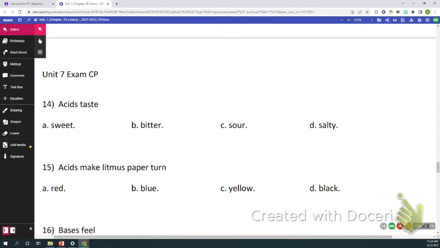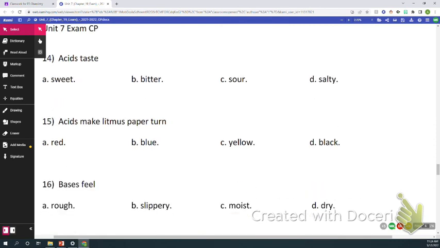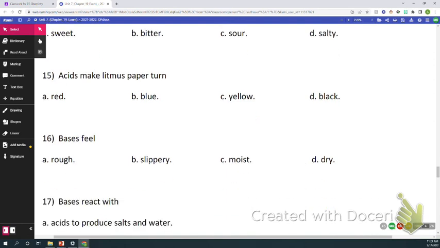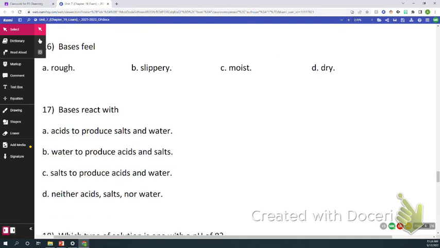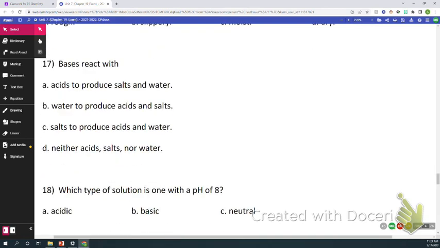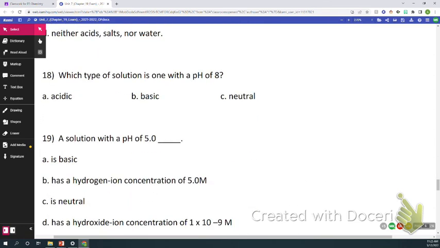Okay, acids taste sour, acids make litmus paper turn red, bases feel slippery, right? Bases react with acids to produce salt and water because they neutralize each other. And when they neutralize, you make salt water, which is pretty nice. Number 18, a pH of 8 is a base because it's over 7.